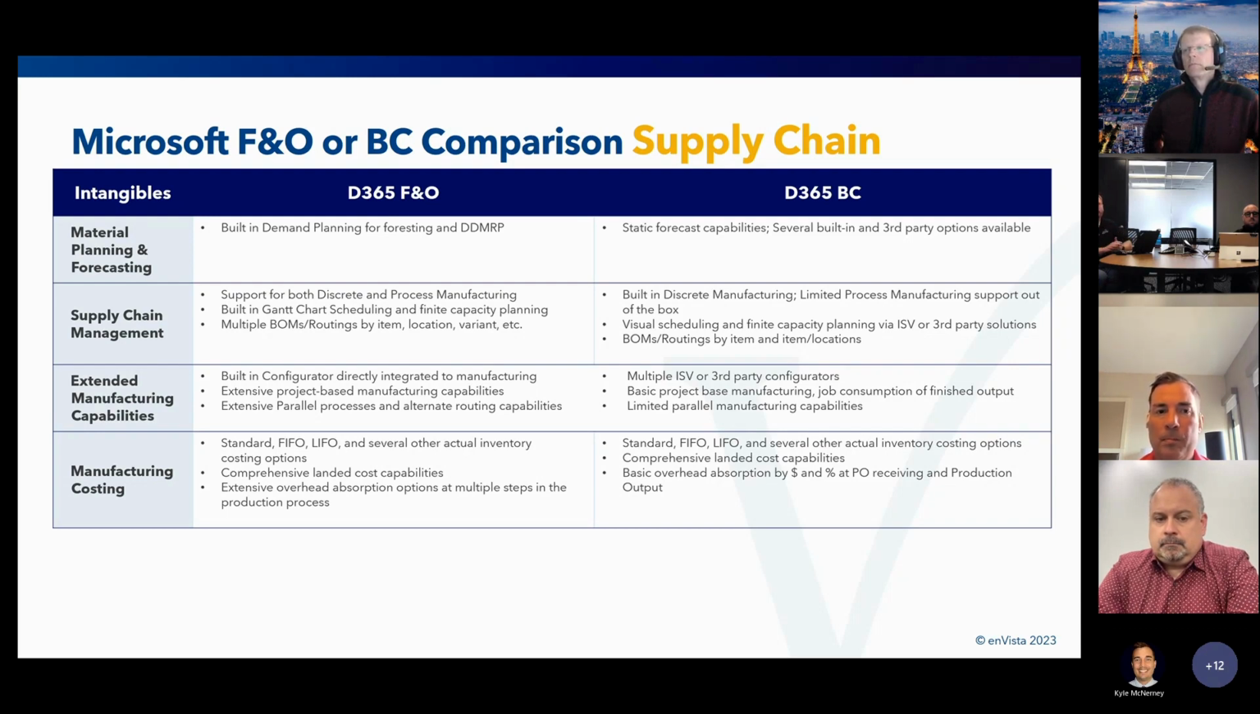And across the system, it supports discrete and process manufacturing, as well as lean manufacturing too, even though we don't have that listed here. So pretty much if you're a manufacturer, you're going to find that the F&O solution can handle a lot of your business requirements. When's the DDMRP being released by Microsoft?